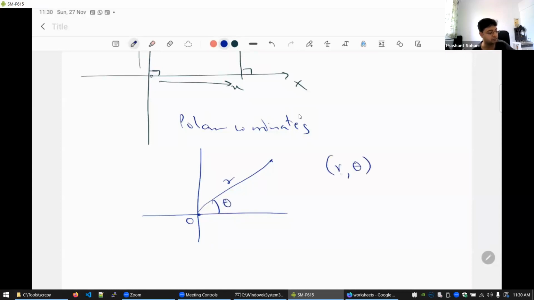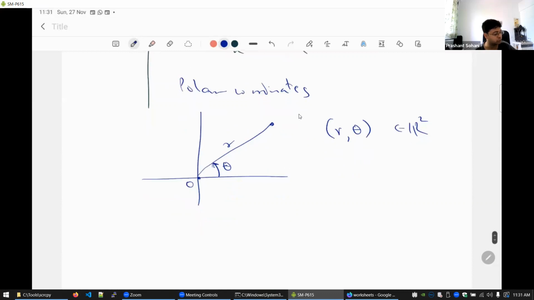So r and theta, this pair is also a pair of real numbers. And this is also useful. This can be used to describe any point in the plane in the same way, right? And we have a convention like theta going counterclockwise is positive. So for example, if I give you the coordinates 1, 45 degrees, then you know exactly which point I'm talking about. I need to look at the ray which is angled at 45 degrees, and I need to travel a distance of 1. Okay, so this is the point which has polar coordinates 1, 45.